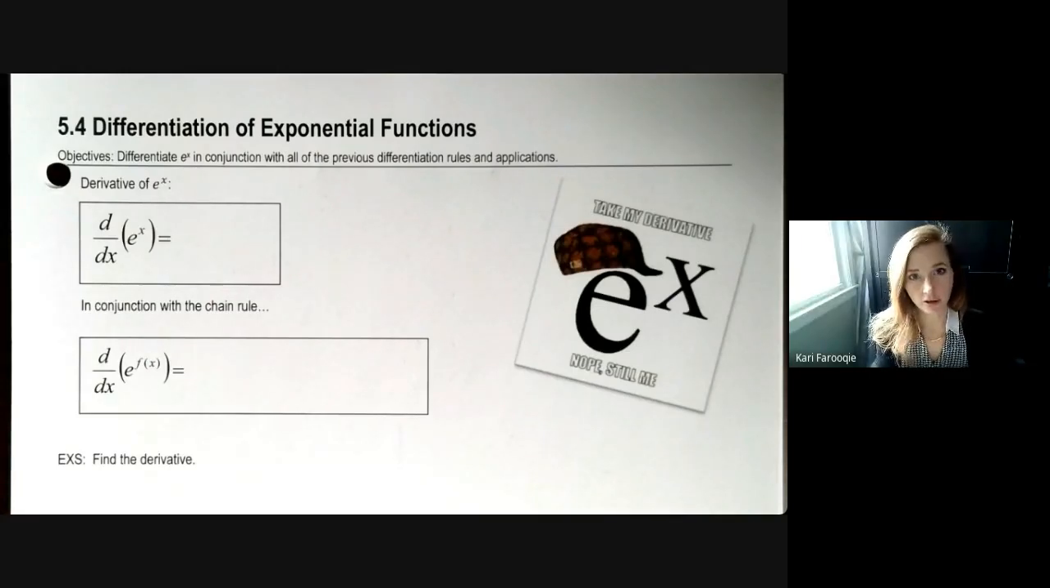So we're moving along here. Today we're going to be talking about taking derivatives for exponential functions. In the last two sections, you learned about exponential and logarithmic functions. Now we're going to talk about actually applying our calculus concepts to these functions.